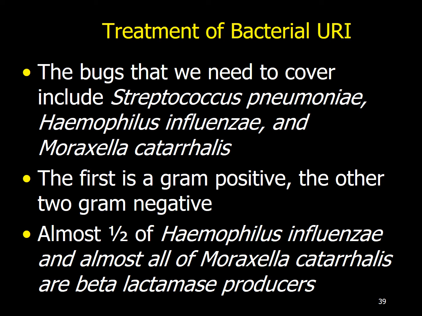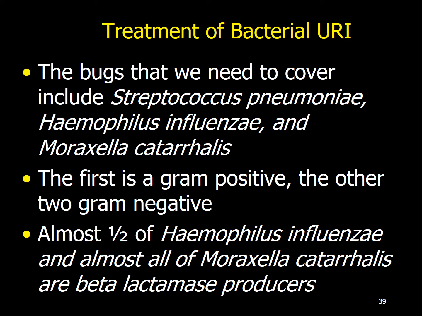So strep pneumoniae is gram-positive. The other 2 are gram-negative. So once you determine that you really believe this is a bacterial URI, absent a culture, you need to cover strep pneumoniae, Haemophilus influenzae, and Moraxella catarrhalis, or at least consider them. So you've got to cover both gram-positives and gram-negatives. The last bullet point on this screen tells you that almost 1/2 of Haemophilus influenzae and virtually all of Moraxella catarrhalis bacteria are beta-lactamase producers.